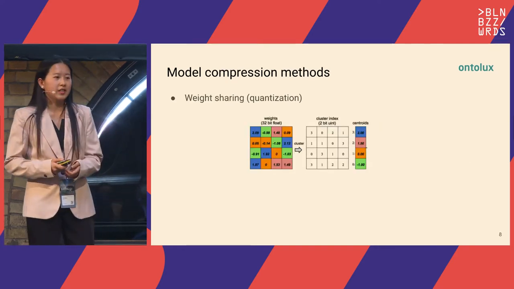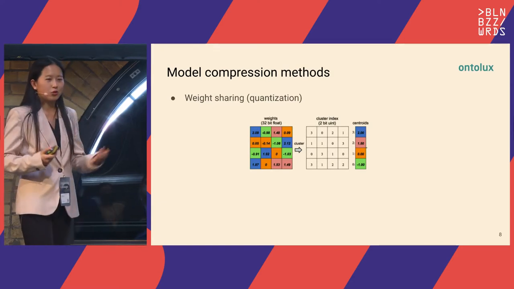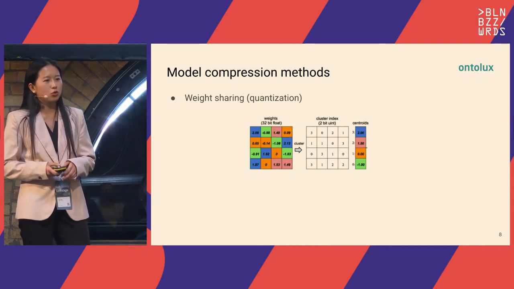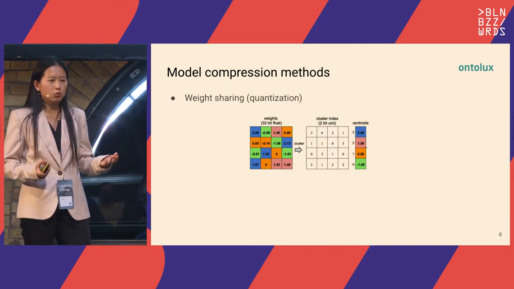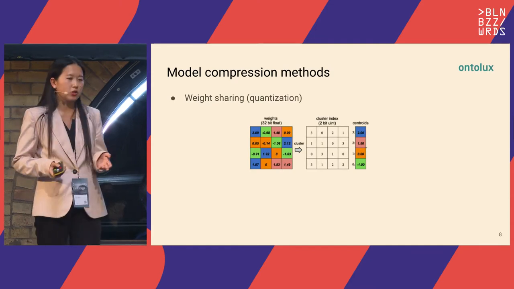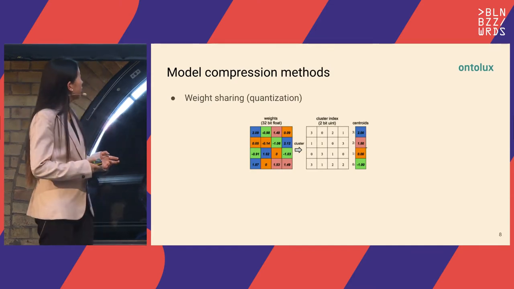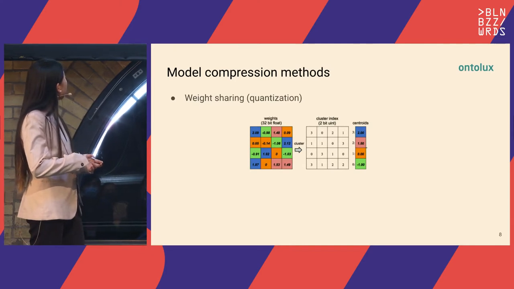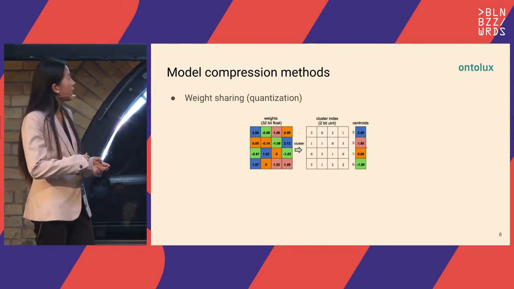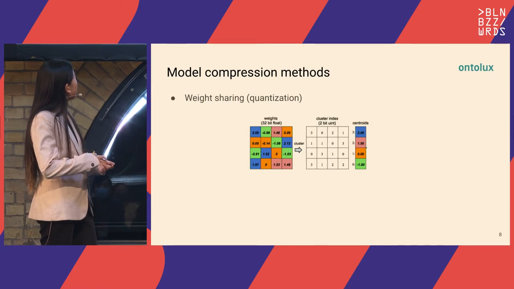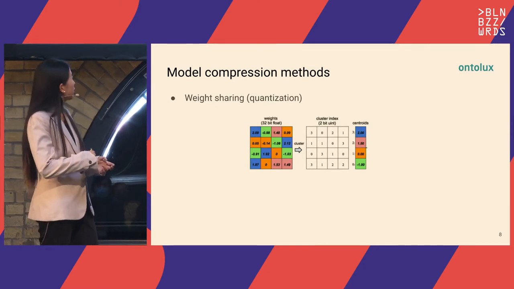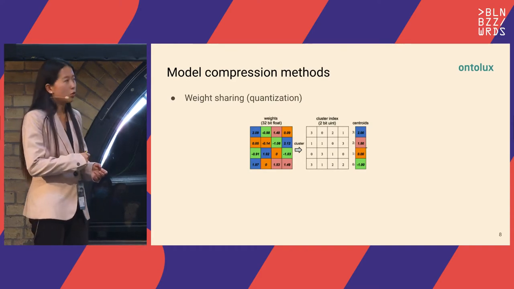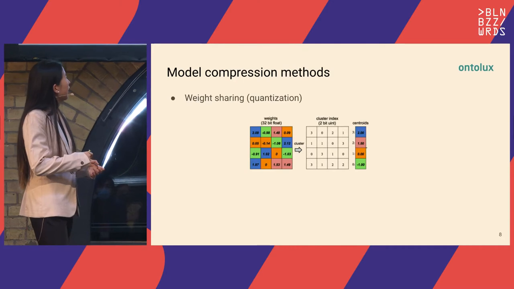The second method is weight sharing, which is also called quantization, because the logic is the same. We would like to represent a huge model with lower precision and thus achieve model compression. Take the weight matrix here as an example. Let's say we have a 4x4 weight matrix, and then we could cluster the weights according to their values, and all the same values in the same cluster would only be represented by the same short.